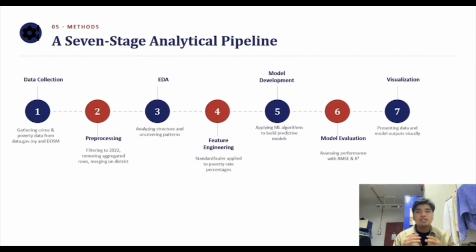So next was feature engineering. We will apply StandardScaler to standardize our poverty rate percentages before feeding them into the model. And then came model development, where we apply a machine learning algorithm to build our predictive model, followed by model evaluation, where we assessed its performance using RMSE and R-squared. So finally, we visualize both the data and the model's output to present our findings clearly.